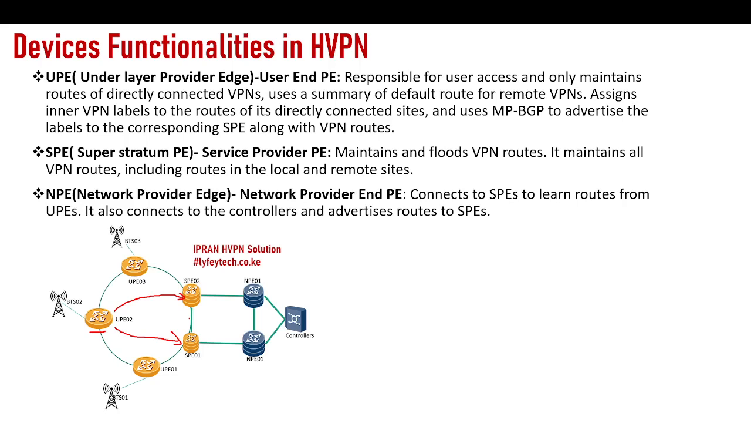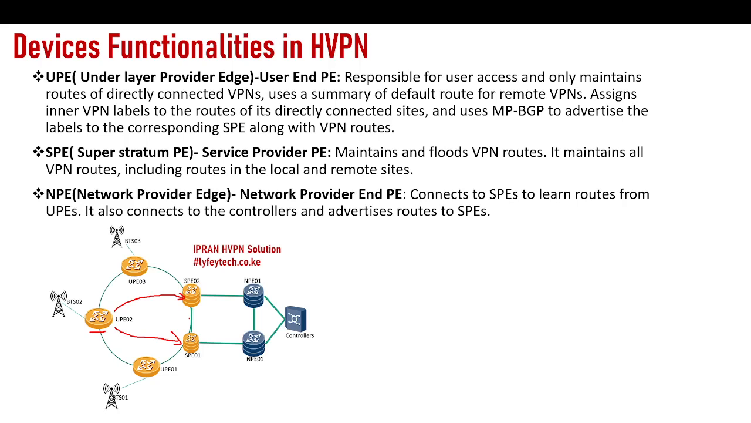the remote VPNs. The SPE, that is the superstratum PE, or we call it the service provider PE. You see it sitting in the middle of the UPE and the NPE. It maintains and floods VPN routes. So it's in charge of maintaining and flooding VPN routes in the network. It maintains all VPN routes, so it will have to keep all the routes, as opposed to the UPE, which only keeps the local routes. So it will keep both local and remote routes from remote sites. So that is the SPE, the service provider edge.